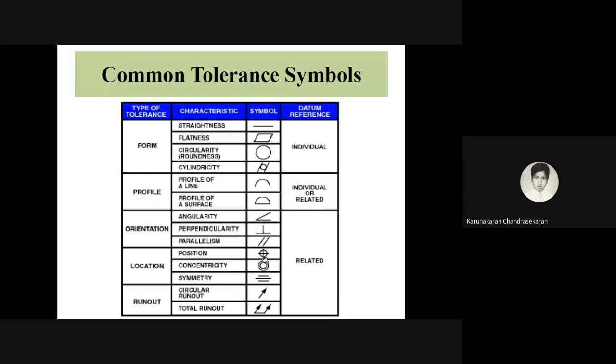So that's nothing but the location or position of that particular code. So this is related to some other referencing. That is why we have given orientation, location, runout. So these three types of tolerance are related with the other reference, other datum references. Whereas the form is an individual reference, and the profile may be individual or sometimes it may also be related. So these are very important: form tolerance, profile tolerance, orientation tolerance, location tolerance, and runout tolerance.